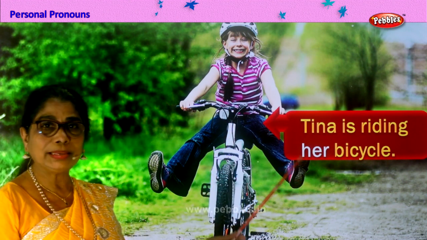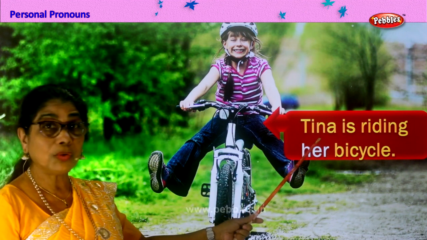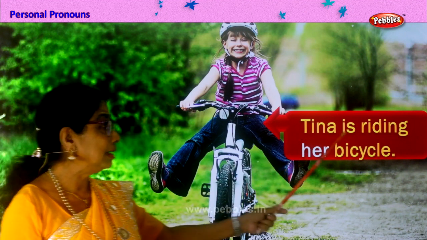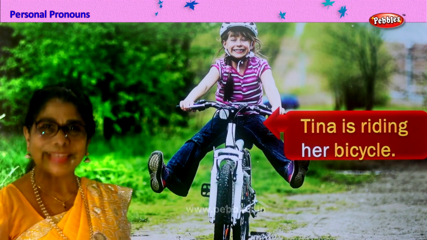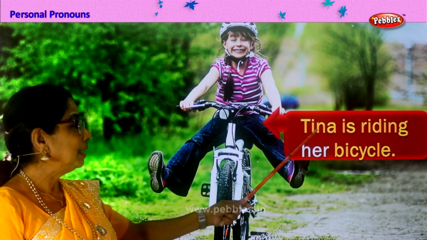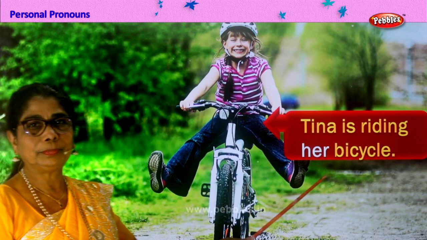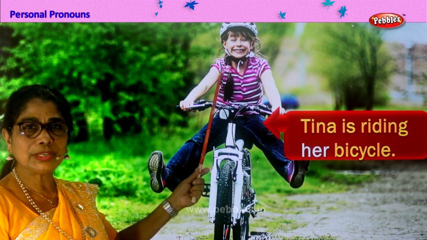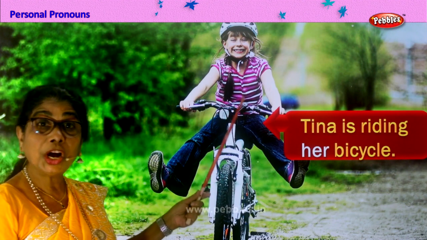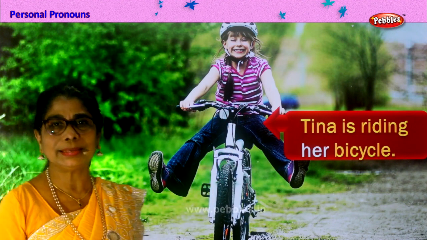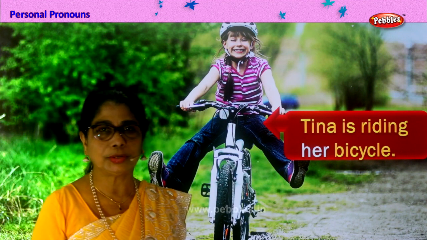Her. Whose bicycle is this? Tina's. Her. You can also read like this. Tina is riding Tina's bicycle. So instead of using Tina, we have used her. Personal pronoun. Instead of using Tina, we used her. Tina is riding her bicycle. Did you understand? Good.